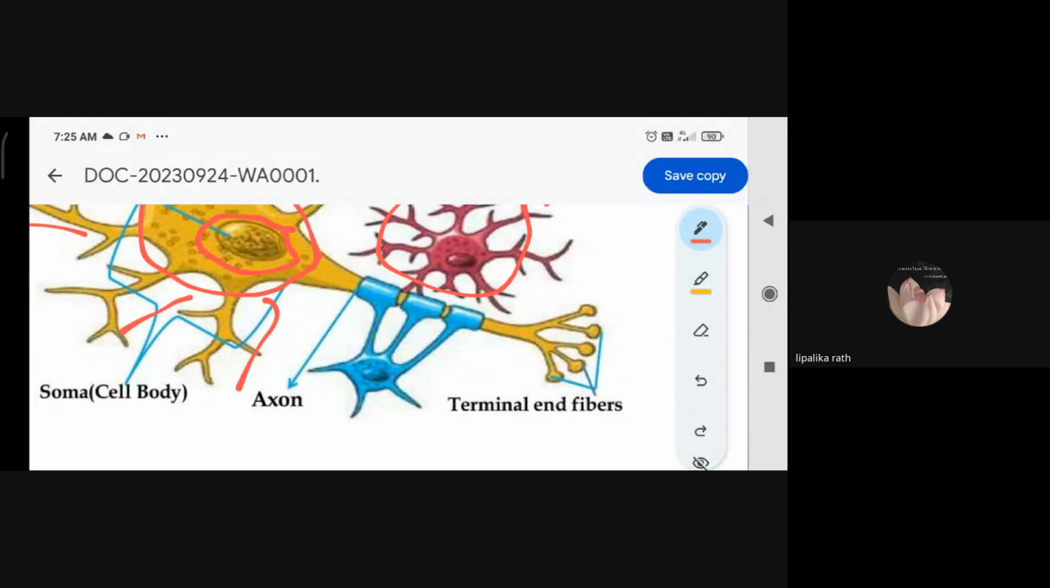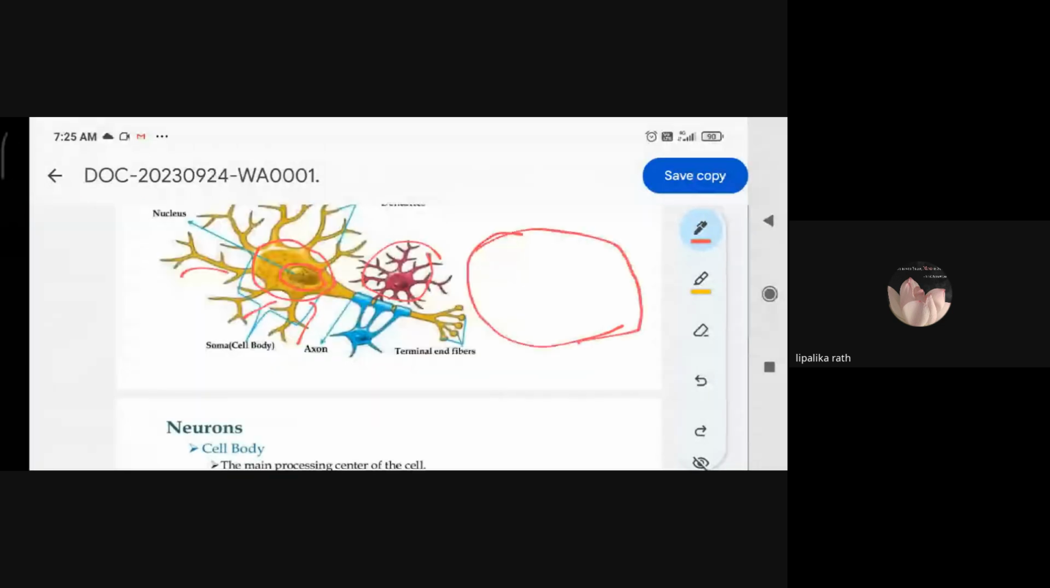Because of this white color of the myelin sheath, where the bundle of axons is present, that portion also becomes white. That is why the mid portion of the cerebrum is white, because bundles of axons are present inside the brain, and outside there is gray matter. If this is the human brain, then the outer layer you can see is gray matter, and the inner layer is white matter.